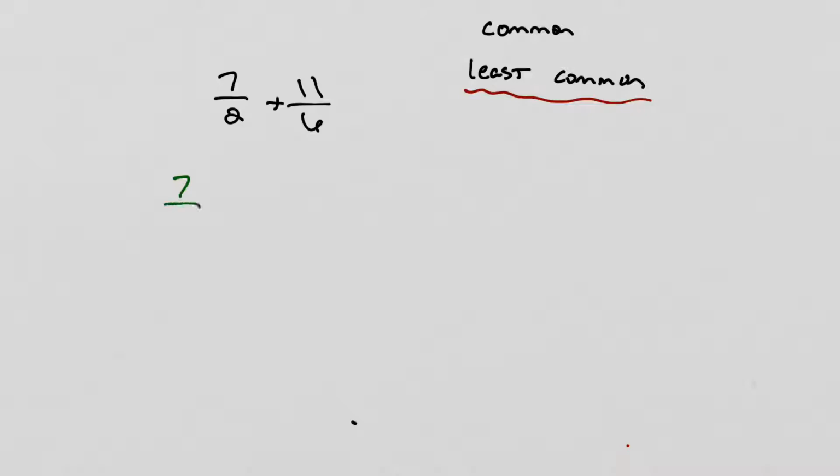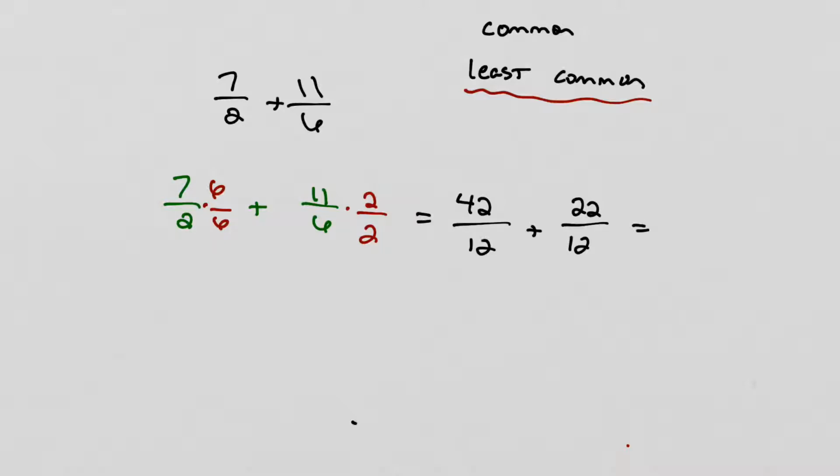So if I had 7 over 2 plus 11 over 6, one thing you can always do is just to multiply by every denominator you see. So for instance, this first term has a denominator of 2, but we need a 6. So I could multiply that one by 6 over 6. And this second one has a denominator of 6, so I could multiply that one by a 2 over 2. And if we do that, I will get 7 times 6 is 42 over 12. 11 times 2 is 22 over 12. And that will add together to give me 64 over 12.